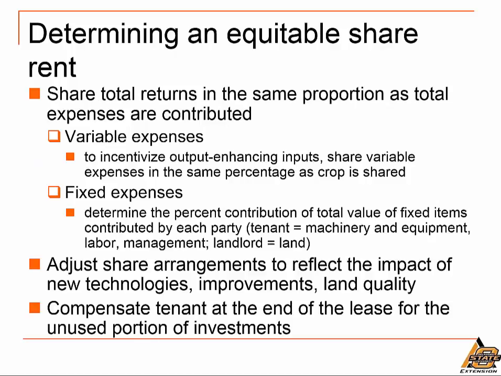Let's shift now to discussing the process for developing an equitable share rent arrangement. The bottom line, of course, is that the share of the return should match the share of total variable and fixed expenses, where variable costs are things like seed, fertilizer, and fuel, and fixed costs are insurance, taxes, and depreciation on machinery and equipment, and more. Labor and management must also be valued.